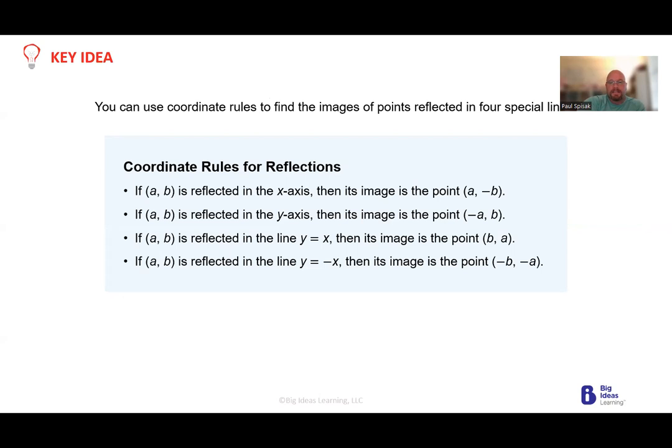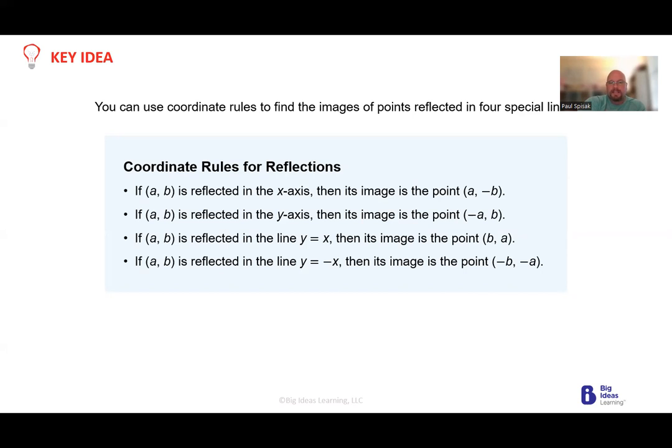But if we reflect in the x-axis, the y value becomes the opposite sign. So it says a, negative b. That doesn't mean that b is negative. It just means that whatever value was there originally, it is changing sign. So if we had a negative number for b, it becomes positive. If we had a positive number for b, it becomes negative.